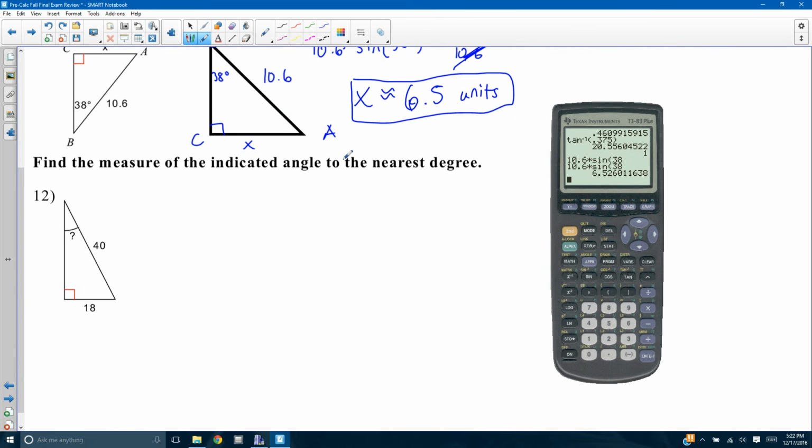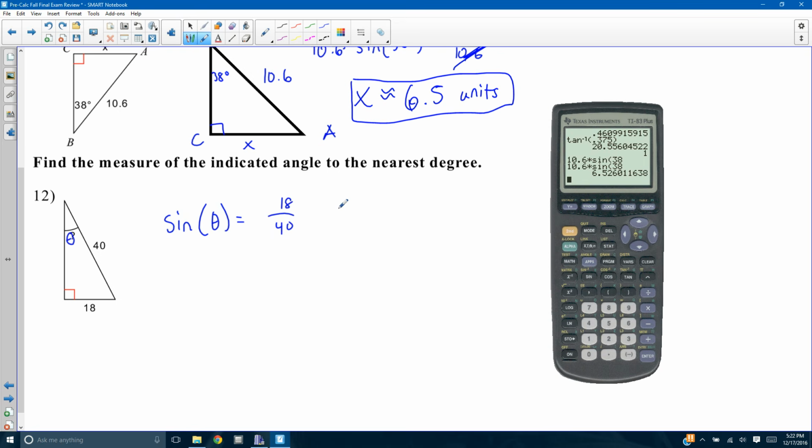Last one, find the measure of the indicated angle to the nearest degree. Same kind of idea. In fact, let's use a variable in its place. Let's use theta. This one's drawn kind of the way that I'd like it to. We know the opposite side, we know the hypotenuse, so let's go ahead and use sine. The sine of theta is opposite over hypotenuse.